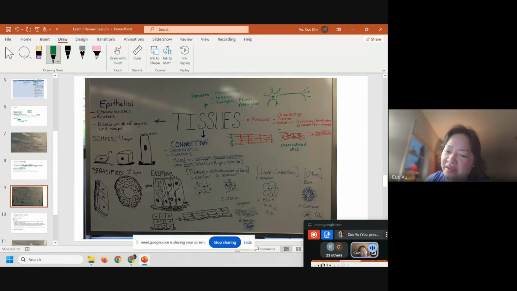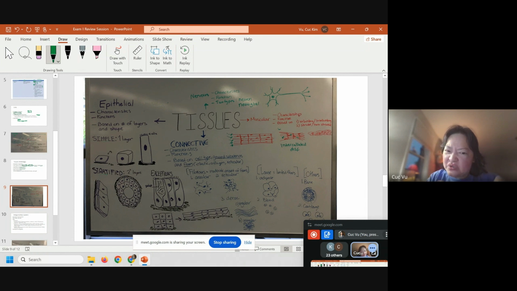So here's another thing that I did for my in-person class. I gave them an overview of tissues in general. So this is just an overview. You do need to know all the specific details that were covered in your lecture, but this is to give you the big picture. So you can see that tissues has 4 different types. There's epithelium in the black print, connective in the blue print, nervous in the green print, and muscular in the red print.